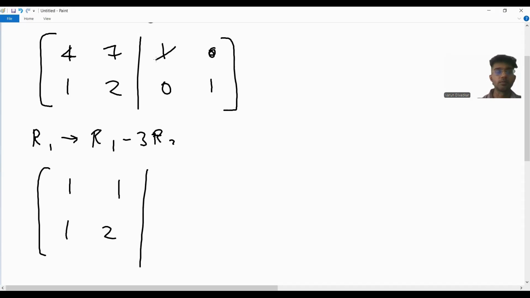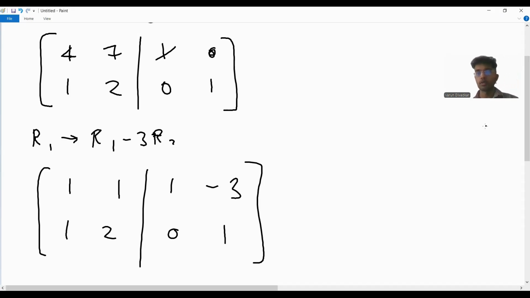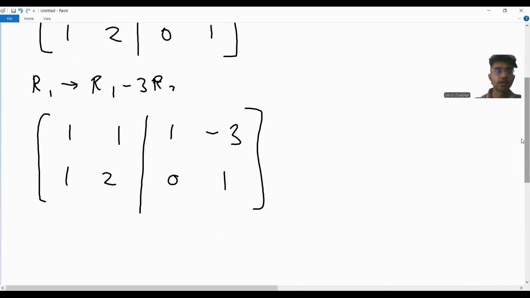So this 1 becomes 1 minus 3 into 0, which is 1. And 0 becomes 0 minus 3 into 1, which is minus 3. And then the bottom side remains the same. Okay. So now next step, we have to get a 0 in this place, right? So let's do R2 equals R2 minus R1.